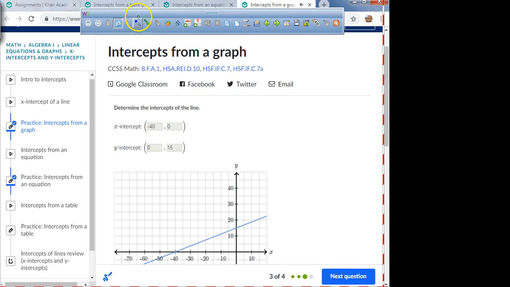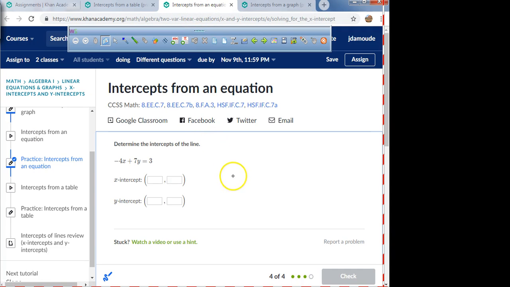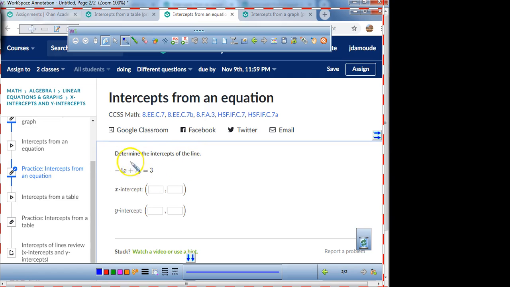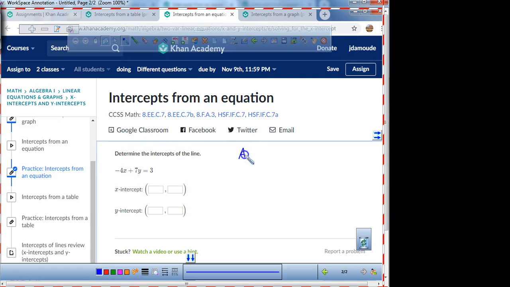All right, so now over here, let's go ahead and look at intercepts from an equation. Now, this right here is close to being in standard form. Standard form is ax plus by equals c. And in standard form, technically, that's always supposed to be positive, but we can still use the same method that I'm about to do. Right now, we're trying to find the x-intercept. So we'll have an x value and a y value, an ordered pair.